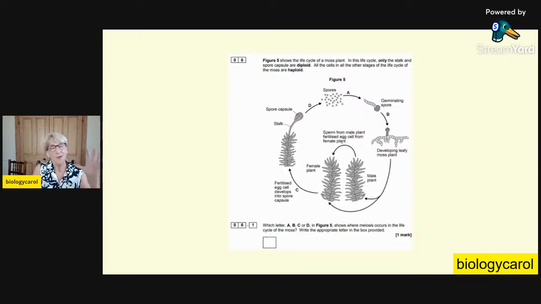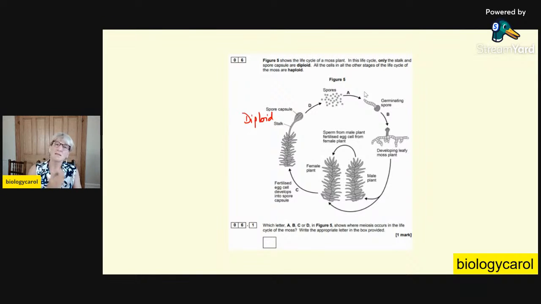Okay, so question 6. We have the life cycle of a moss plant, which you know nothing about, and you do not need to know anything about. And you are told that only the stalk and the spore capsule are diploid, and all the cells in all other stages are haploid. All the rest of this is haploid. This requires you to know the difference between haploid and diploid.